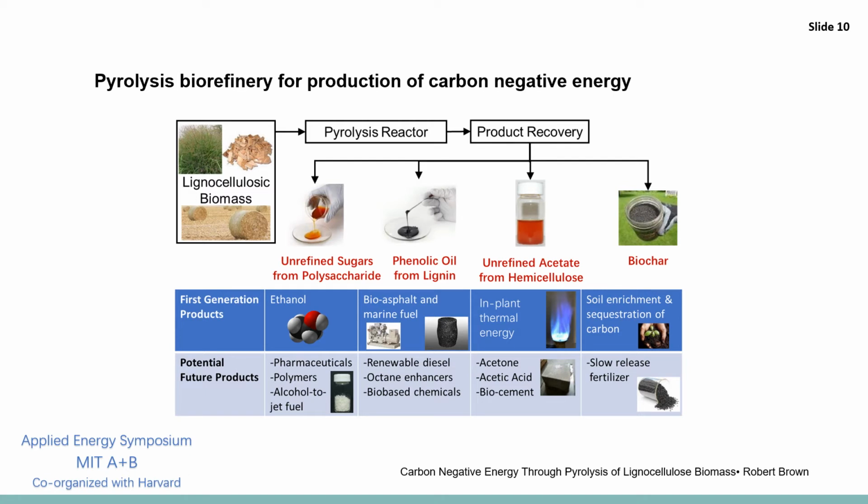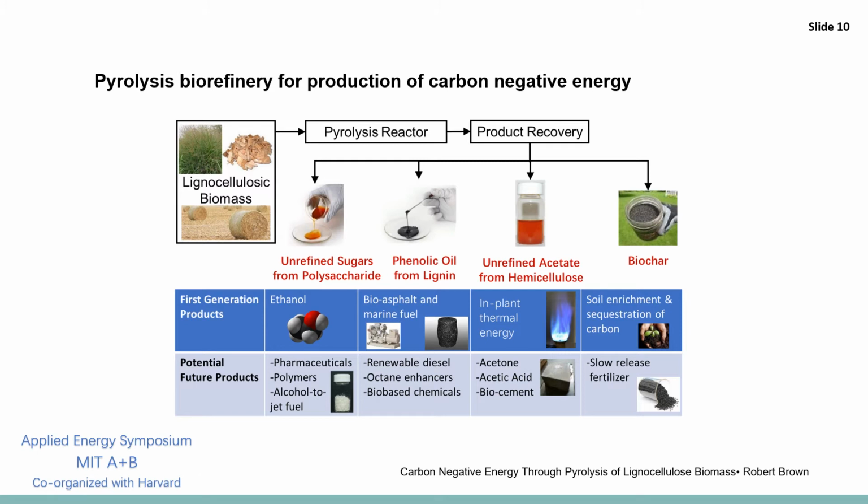We're envisioning a pyrolysis biorefinery for the production of carbon negative energy. We would start with lignocellulosic biomass. This would include things like wood, crop residues, or purposely grown dedicated energy crops. We would pyrolyze these and then recover the pyrolysis products as a number of unique streams. We've been developing the technology over several years to do this. This would include unrefined sugars from the polysaccharides in lignocellulosic biomass, a phenolic oil that's derived from the lignin in the biomass, an unrefined acetate that comes primarily from the hemicellulose in the biomass, as well as the biochar.